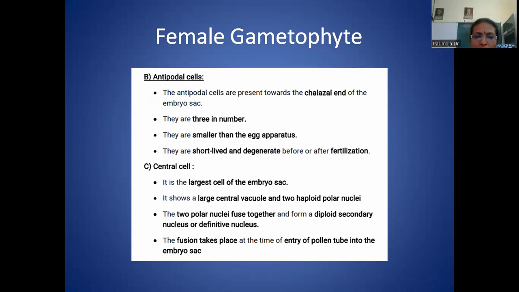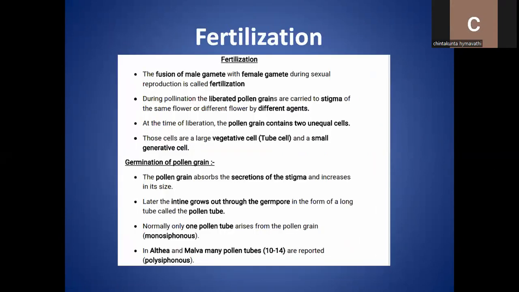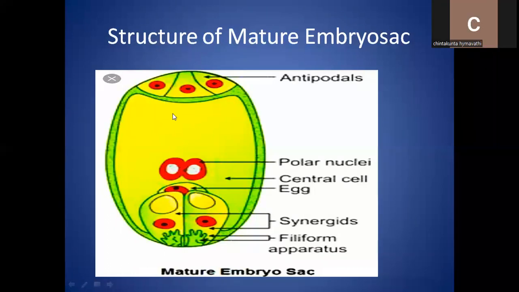And the central cell. It is the largest cell of the embryo sac. It shows a large central vacuole and two haploid nuclei. The two haploid nuclei fuse together to form a diploid secondary nucleus. The fusion takes place at the time of entry into the embryo sac. And now this is the structure of the mature embryo sac, whatever we saw just now.